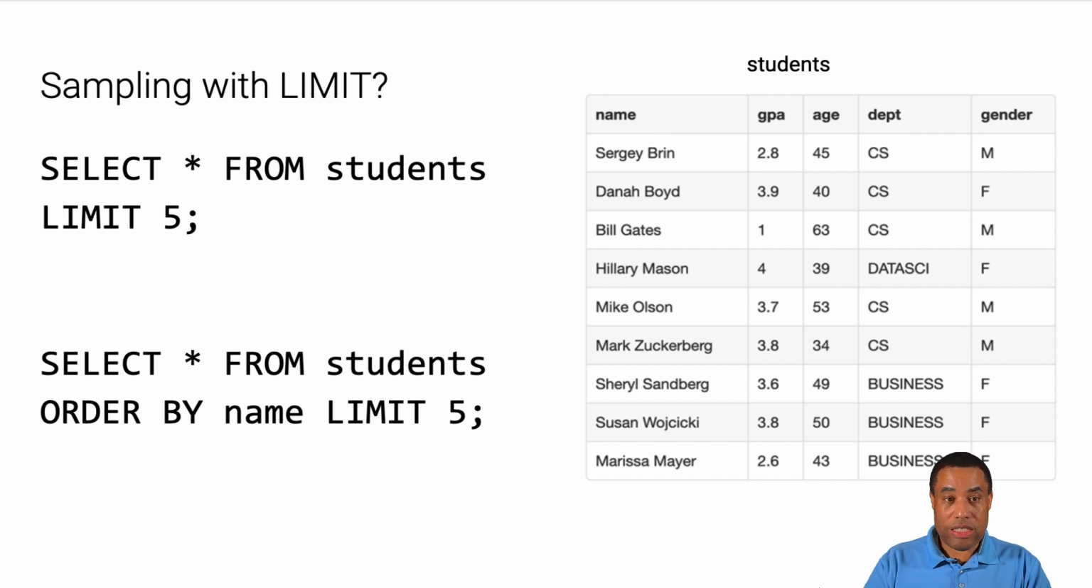So the first is select star from students, limit 5, and the second is select star from students, ordered by name, limit 5. So in the first case, we're going to return the first 5 rows, and in the second case, we're going to sort it by name and then return the first 5 sorted names.